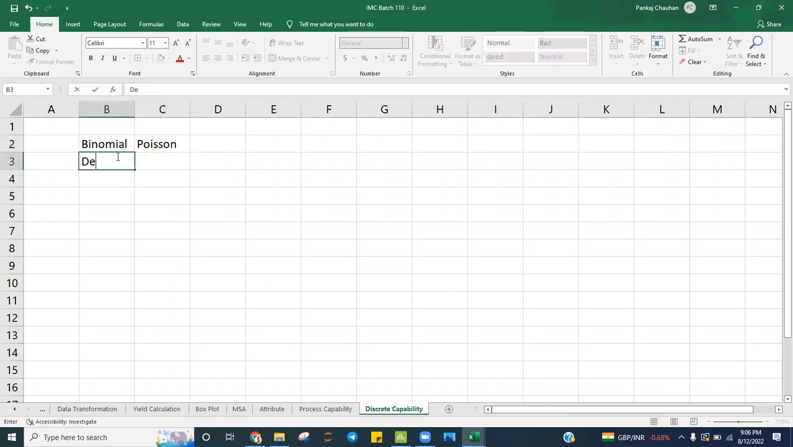Binomial means you are looking for the defective percentage and Poisson means you are looking for the defect percentage. Okay.